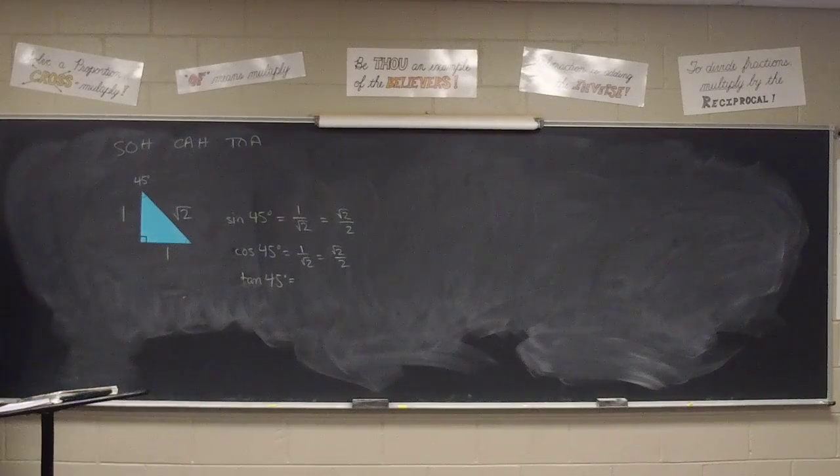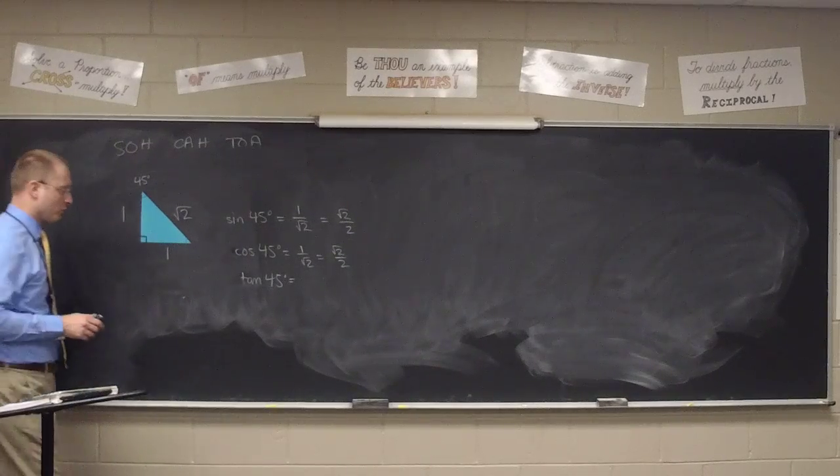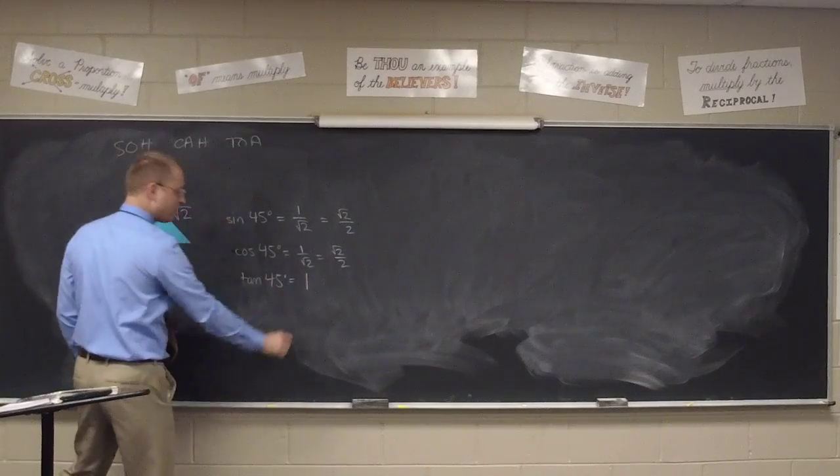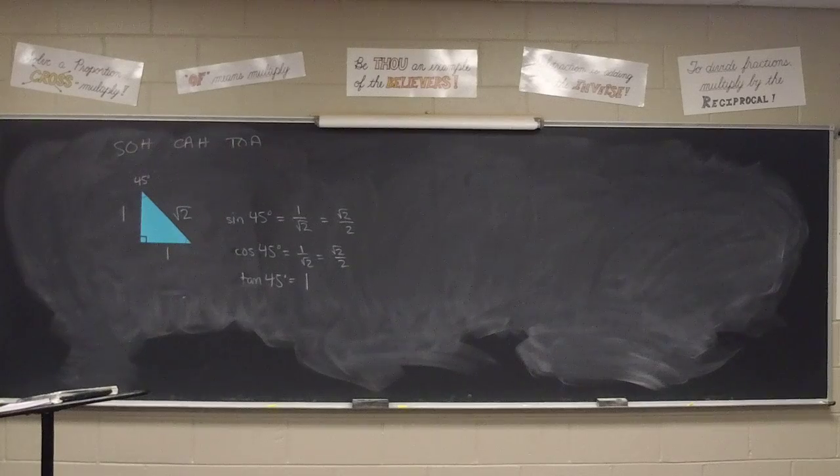All right, tangent is what over what, class? Opposite over adjacent. Okay, we fell back into our old habits. What's tangent, class? Opposite over adjacent. Good. So what's the tangent of 45? 1 over 1, which is 1. We should have known though, I mean, it's 1 and 1, so we should have known they were going to be equal.